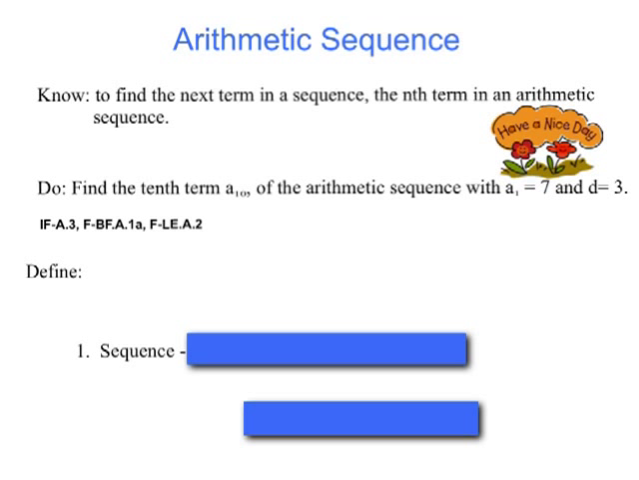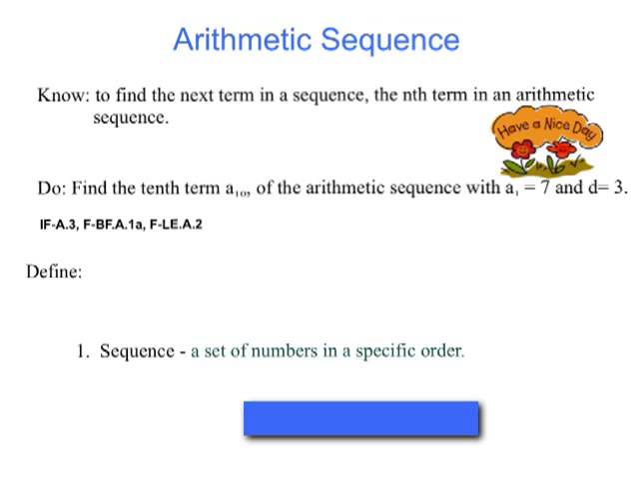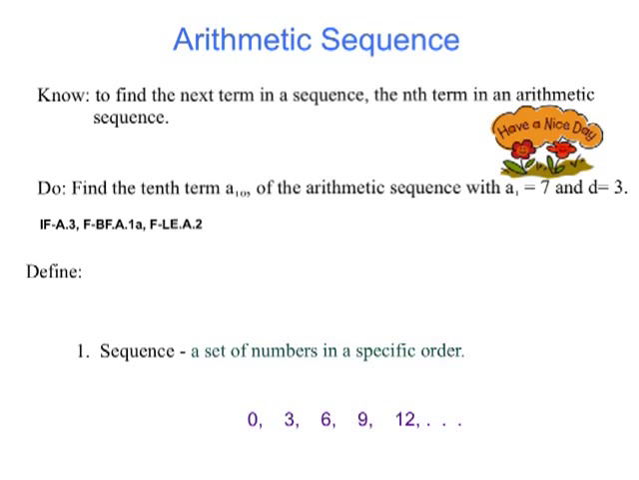Now, let's take a few minutes and just review a few terms. Okay, so first of all, our first definition is a sequence. Now, remember, a sequence is a set of numbers in a specific order. An example of one would be this. Now, I want you to go ahead and put this in your Cornell notes as a little bit of review. So you can pause the video if you need to.